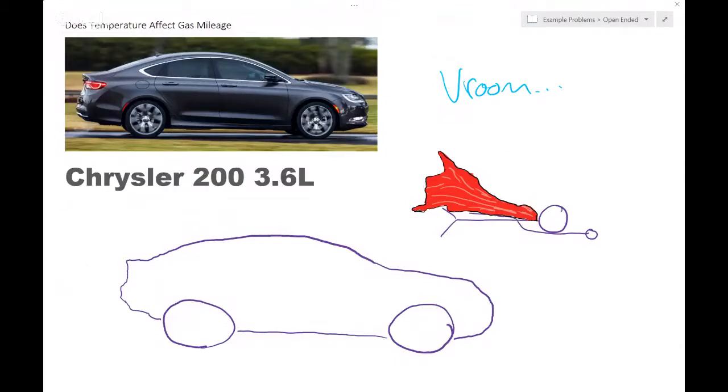For the purpose of this problem, we're going to assume that this car right here is traveling along the road at 80 miles per hour or 128.74 kilometers per hour with a constant velocity across level terrain under standard atmospheric pressure and with no wind and low moisture content in the air.